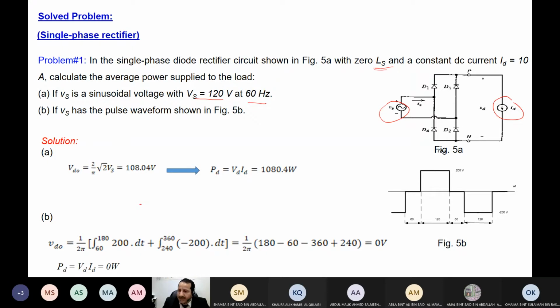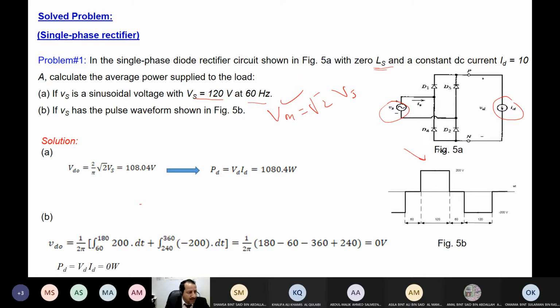Okay, then I multiply it by square root of 2 to get the maximum, right? This is what we learned: Vm equals square root 2 Vs. I got the V maximum. Okay. And I'm still explaining the question. If Vs has a pulse waveform similar to this one, he gave me here a pulse. It's not sinusoidal anymore. Also, he wants me to find the average voltage.